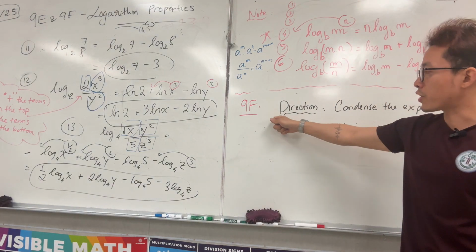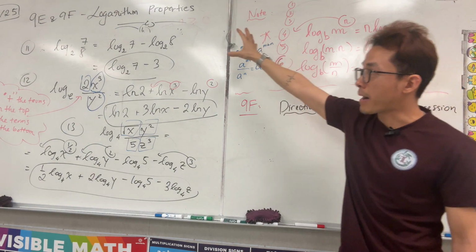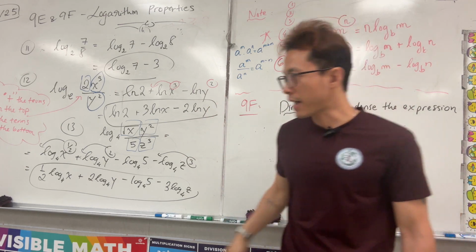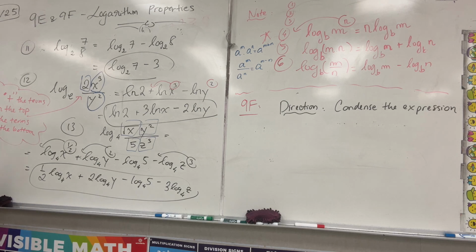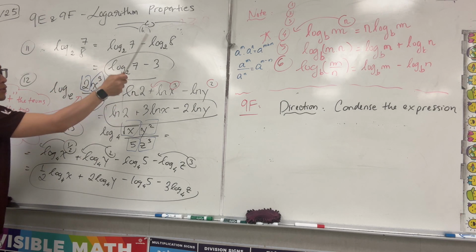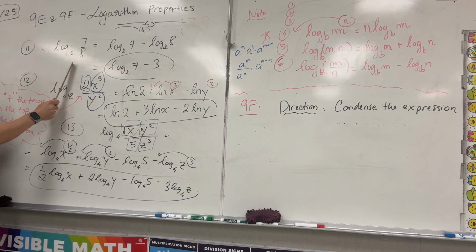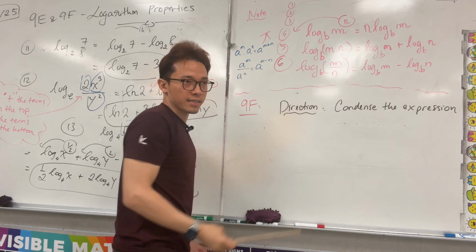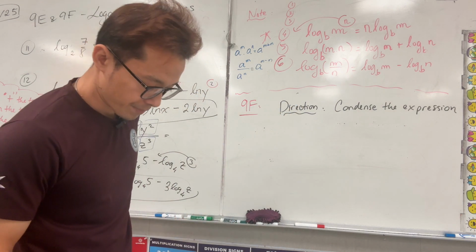So now we're going to go to 9f. The reason I combine them is because they are exactly the same. Let's just go backward. For 9e, I give you this, you give me this. For 9f, I give you this, and you're going to give me back this, right? 9f is you go this way to this way. That's it. That's why we can combine them.